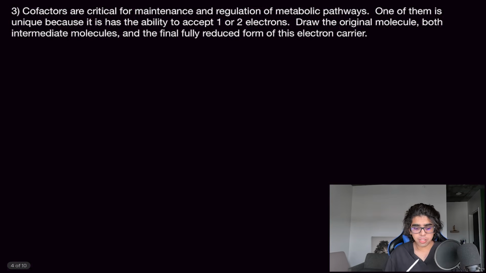3. Cofactors are critical for maintenance and regulation of metabolic pathways. One of them is unique because it has the ability to accept 1 or 2 electrons. Draw the original molecule and both intermediate molecules and finally the fully reduced form of this electron carrier. In your mind, you should narrow it down to 2 things: it's either NAD or ubiquinone. It's not NAD because NAD does not have 2 intermediate steps or molecules. Only ubiquinone does.